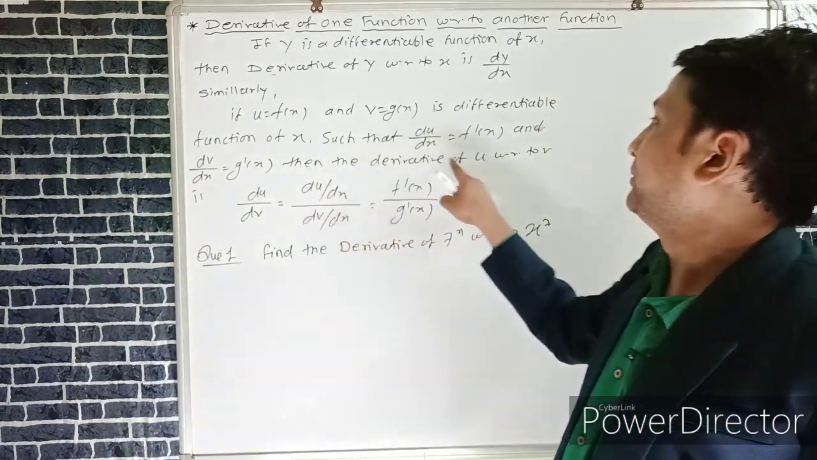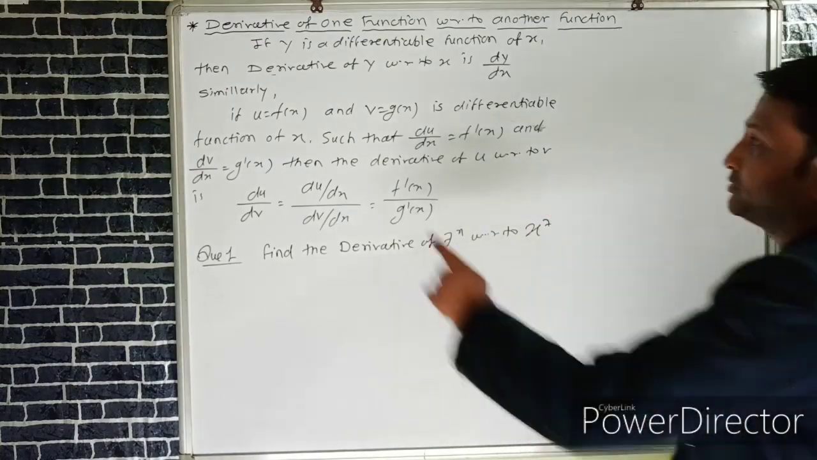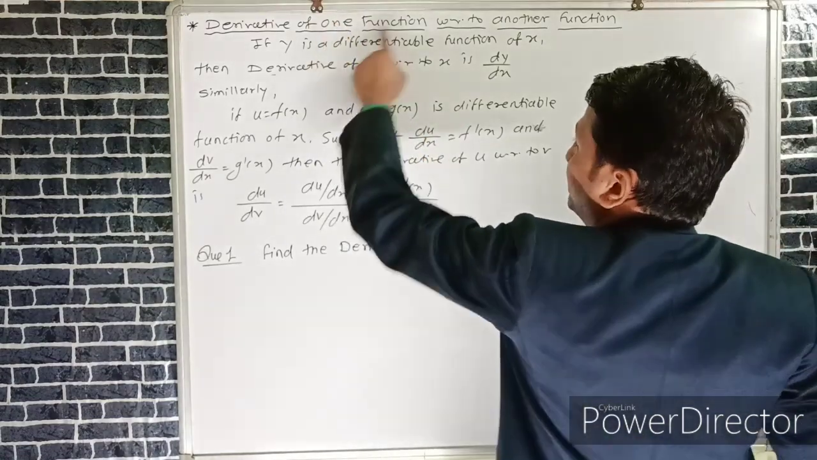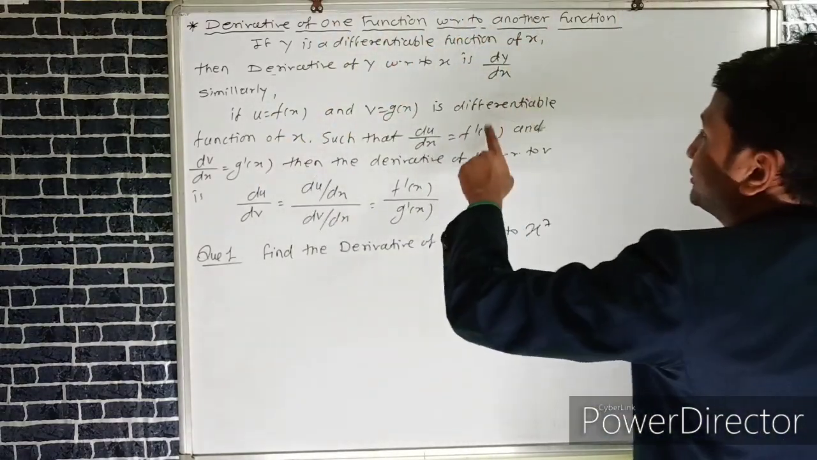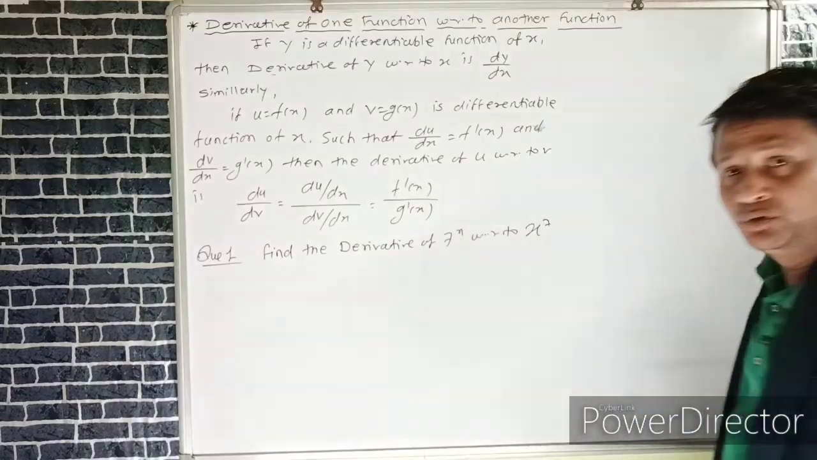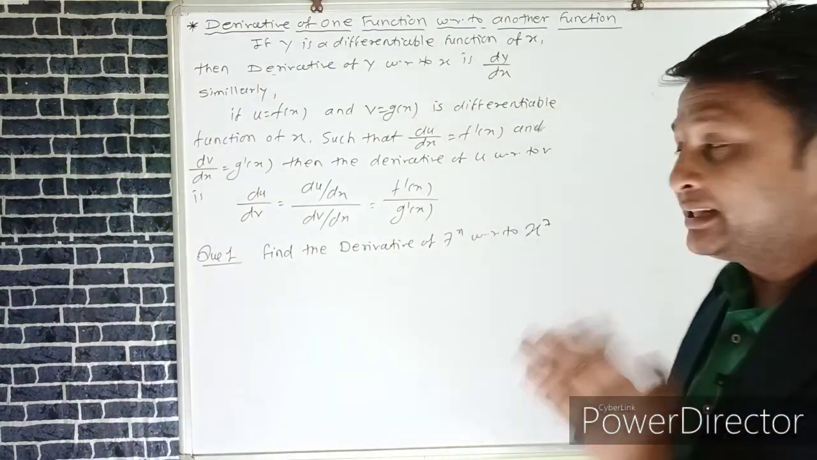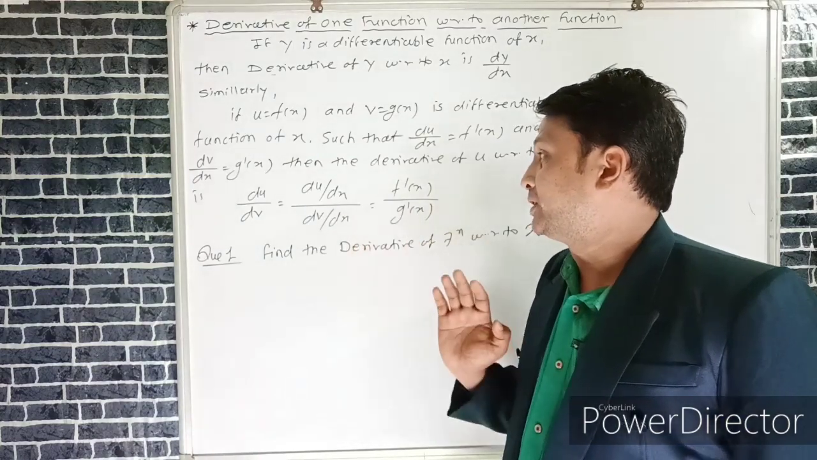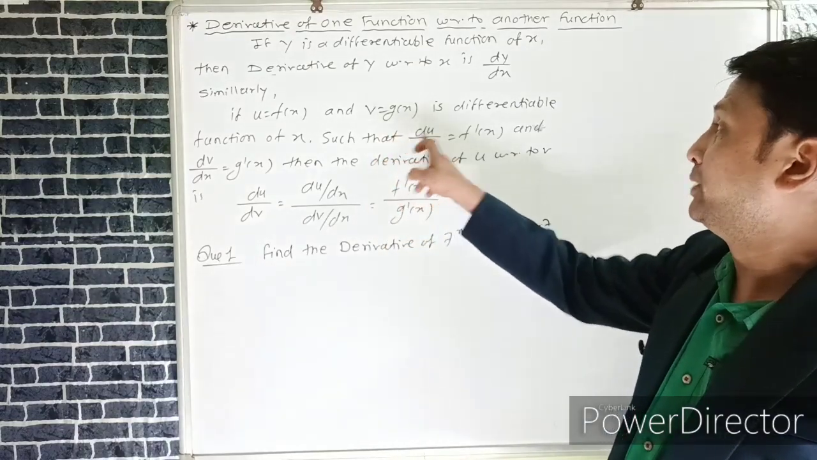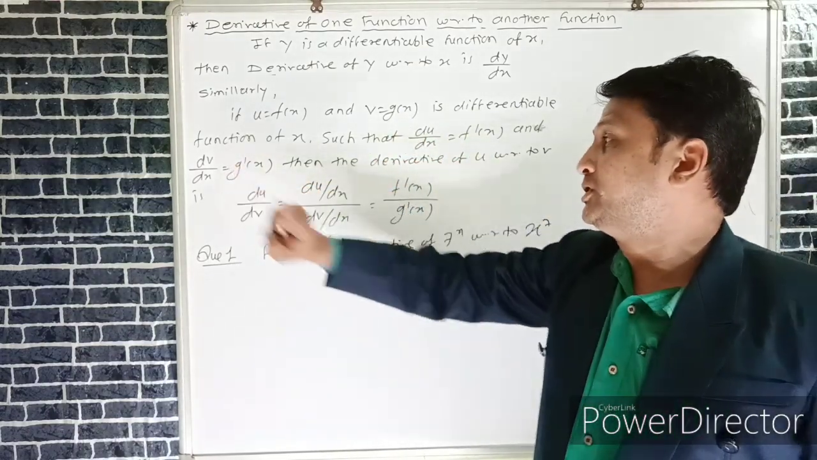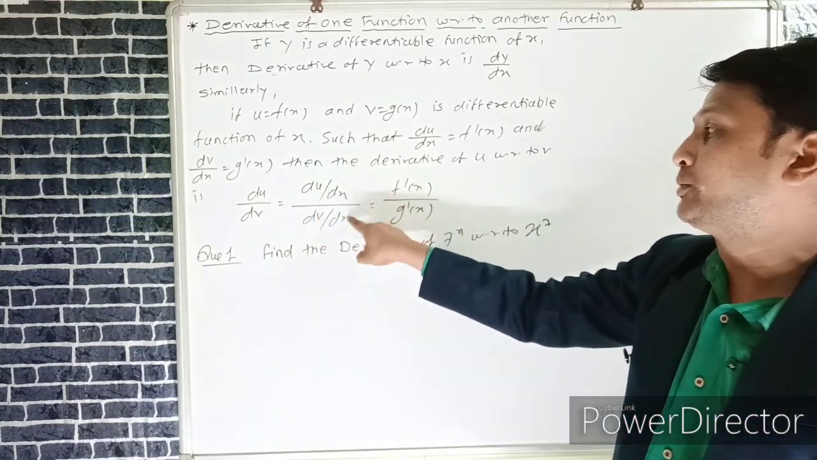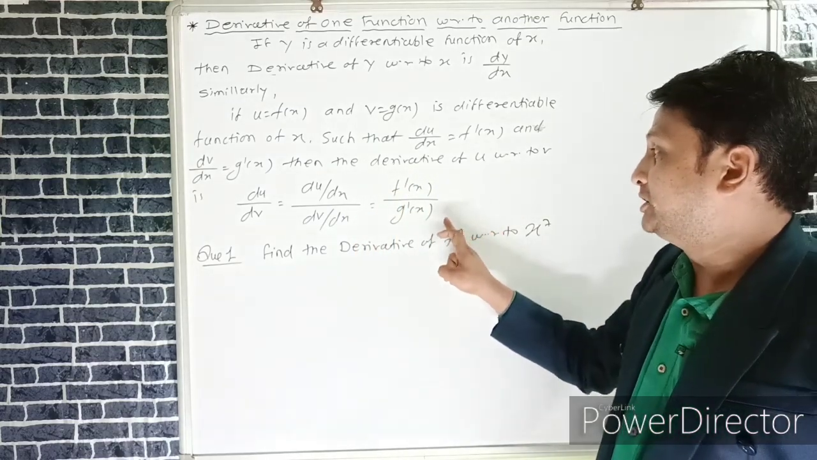g dash of x. Then the derivative of u with respect to v, where u means the first function and v means the second function, it means the derivative of one function with respect to another function, is du by dv. If x is a parameter, then by using the derivative of parametric functions, du upon dv is equal to du by dx upon dv by dx. Here du by dx is f dash of x and dv by dx is g dash of x. Hence du by dv is equal to du by dx upon dv by dx, or f dash of x upon g dash of x.